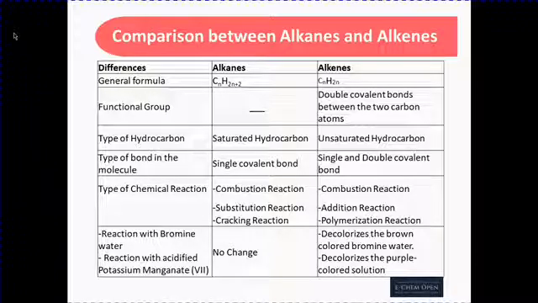The type of chemical reactions in alkanes are combustion reactions, substitution reactions, and cracking reactions, and for alkenes there are combustion reactions, addition reactions, and polymerization reactions. The reaction with bromine water: alkenes decolorize the brown-colored bromine water, and the reaction with acidified potassium manganate(VII) with alkenes decolorizes the purple-colored solution. There is no change in alkanes.